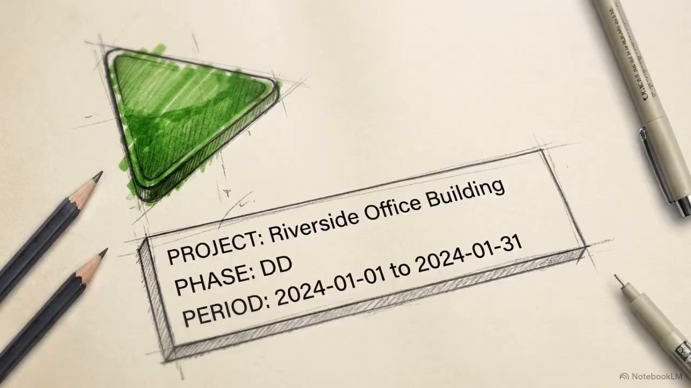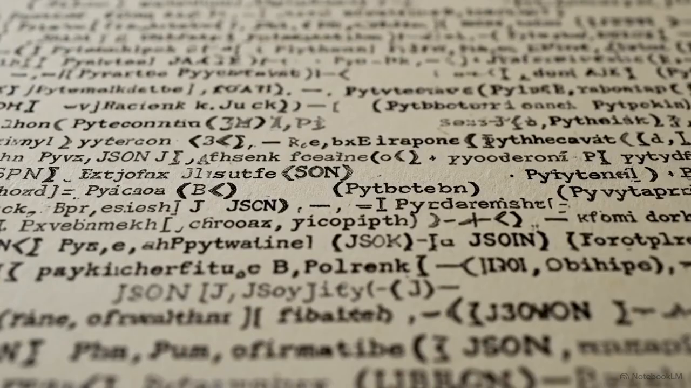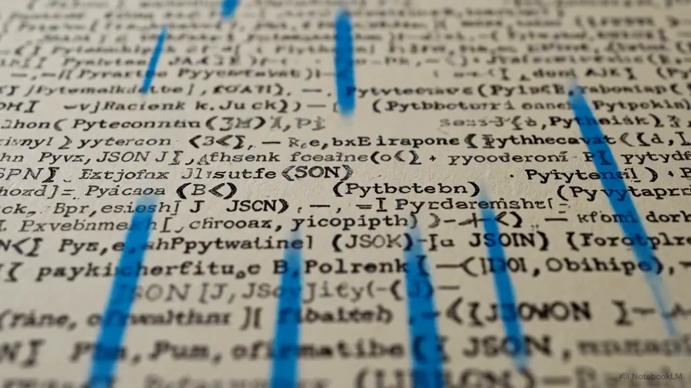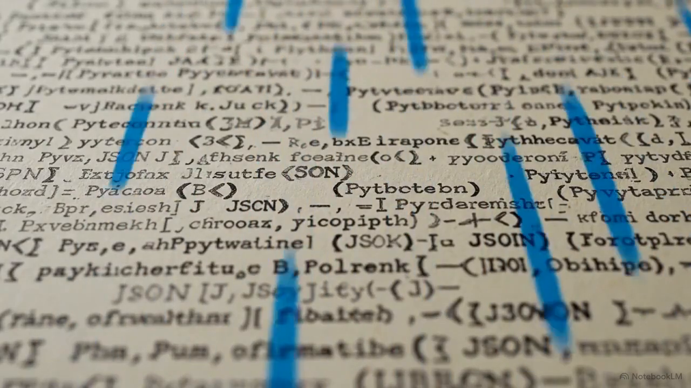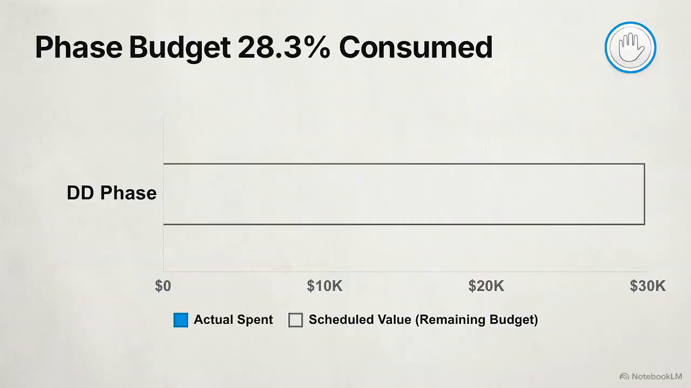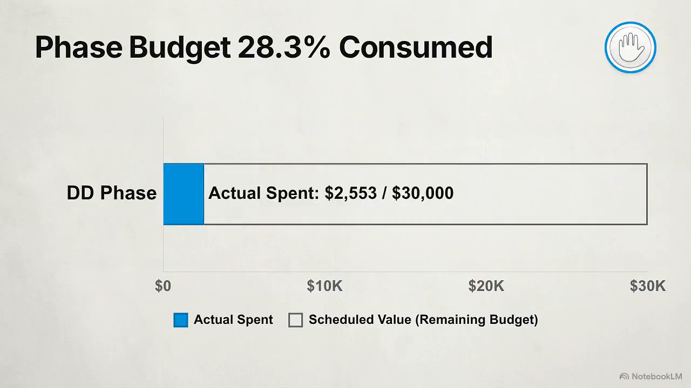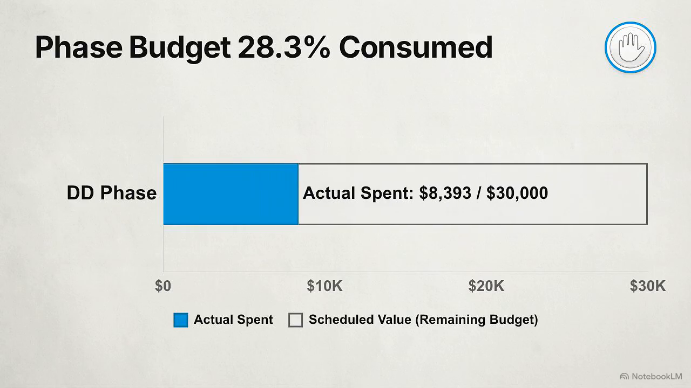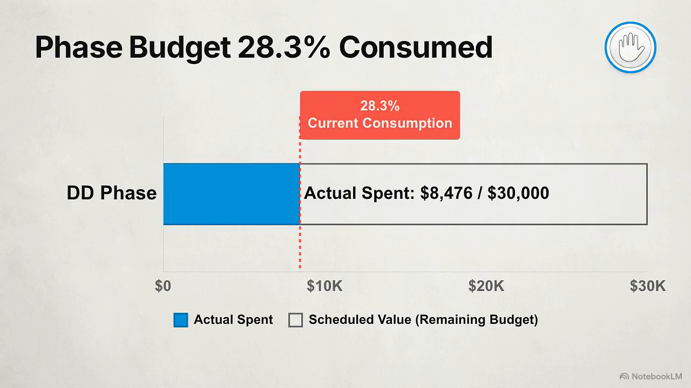approval. We will now execute the main reconciliation script on an active project, targeting the design development phase for the month of January. The moment we run the command, the script authenticates with QuickBooks and extracts dozens of time entries and vendor bills in fractions of a second. Claude immediately processes the totals. It identifies that the firm has consumed exactly 28.3% of the $30,000 phase budget.